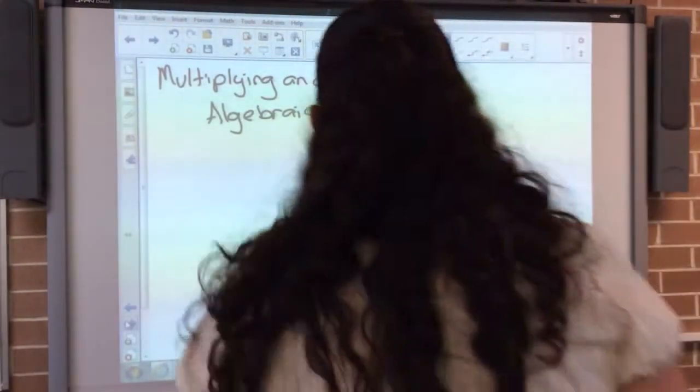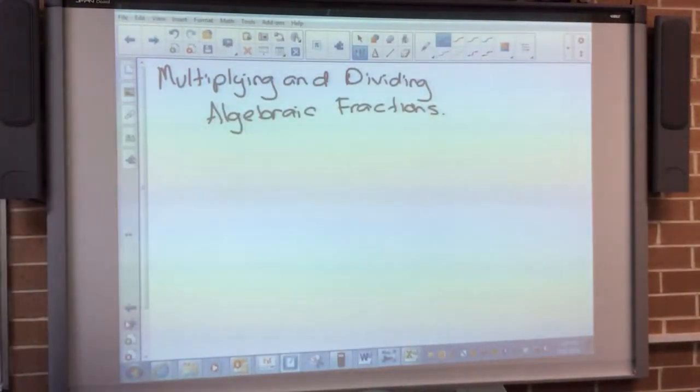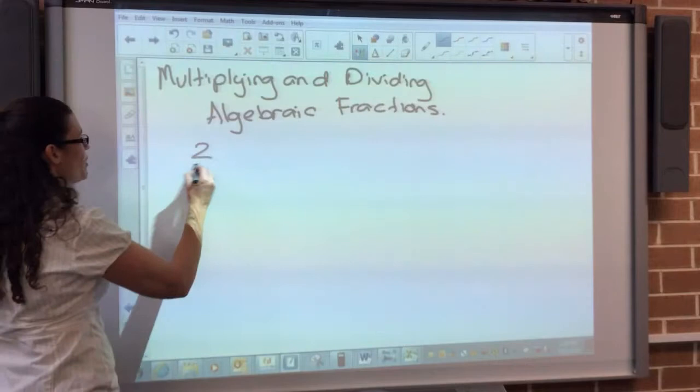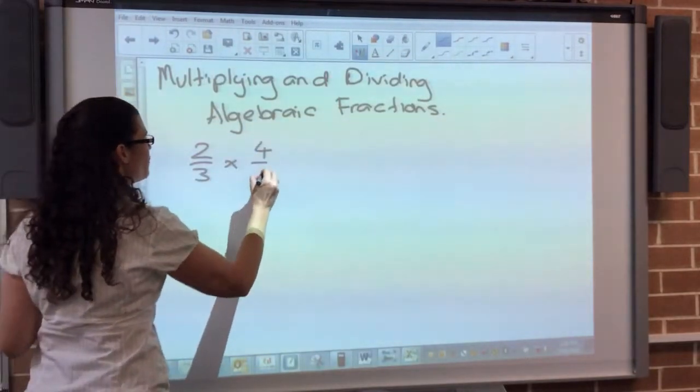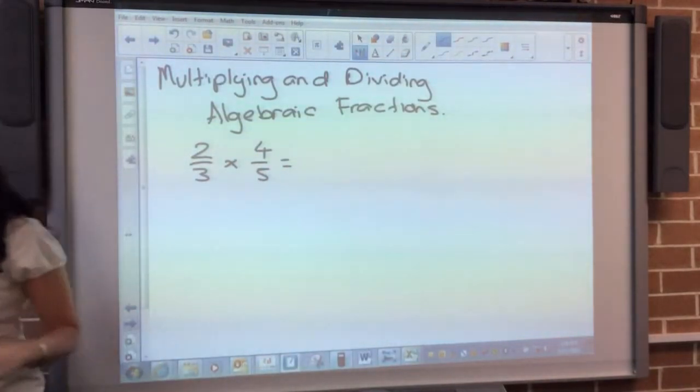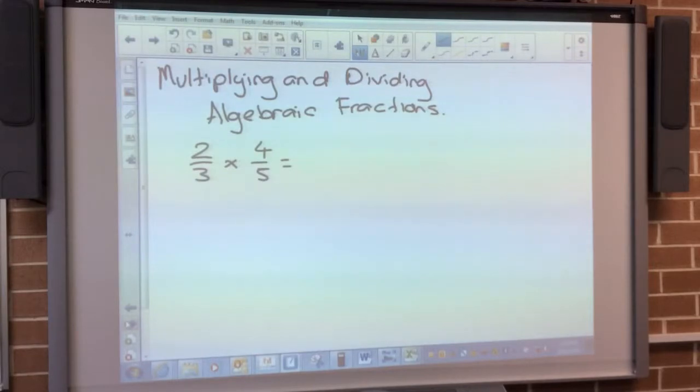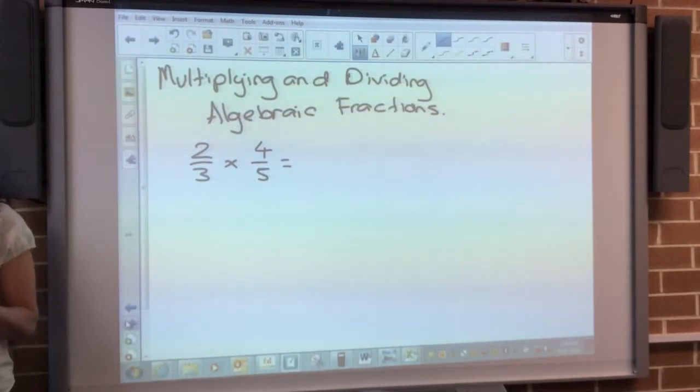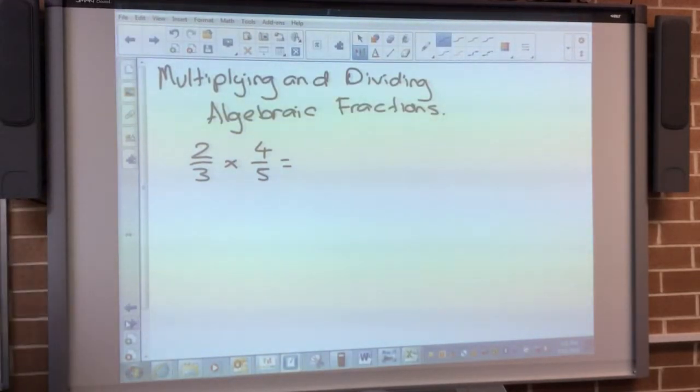So today we're going to remind ourselves how to multiply and divide with fractions. When you multiply normal number fractions, for example, 2/3 times 4/5, what do I do? Do I need a common denominator for multiplication? No, I don't, which is awesome because it's a lot of effort finding common denominators. What can I do instead?